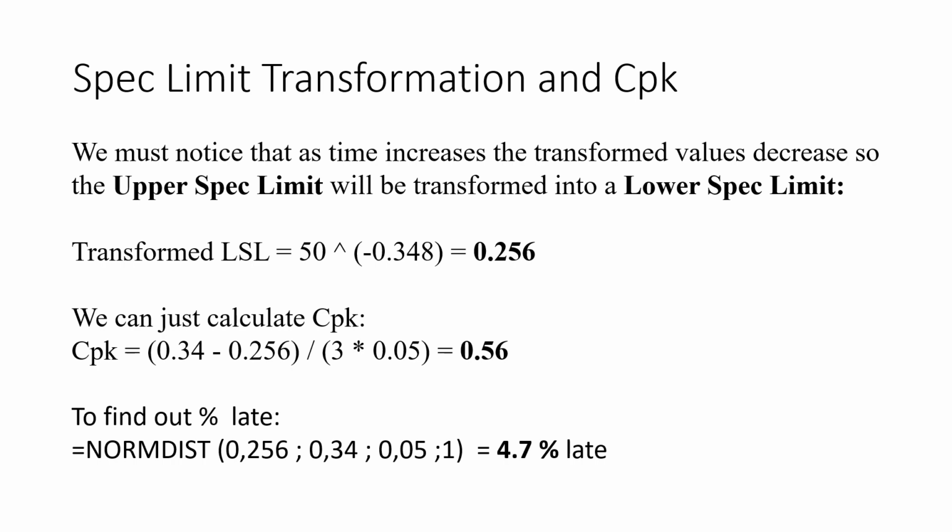We must notice that as time increases, the transformed values decrease, so the upper spec limit will be transformed into a lower spec limit. The upper limit of 50 hours becomes a lower limit of 0.256. So, the resulting CPK is 0.56, which is unacceptable to the customer. This CPK means that 4.7% of deliveries will be late.